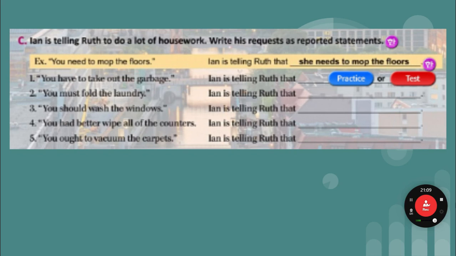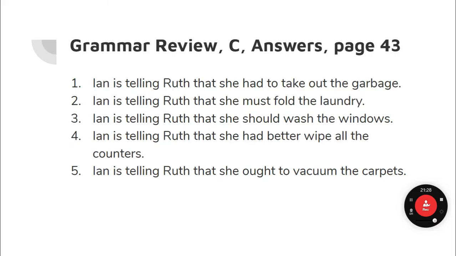Ian is telling Ruth to do a lot of housework. Ruth is apparently their housekeeper. Write his requests as reported statements. This better not be his wife. This is his wife. She needs to get a divorce. Ian is a jerk. Ruth hopefully is the cleaner who's cleaning the house. Ian is telling Ruth, okay, you have to take out the garbage. Ian is telling Ruth that she has to take out the garbage.